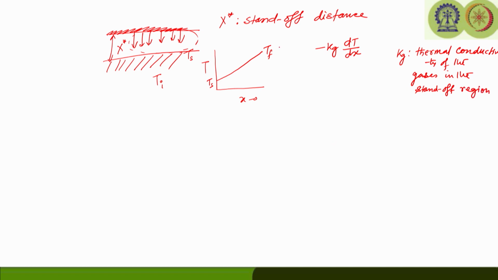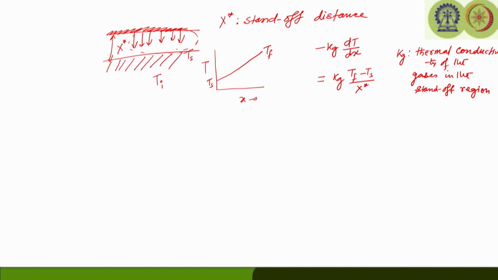And if we consider a linear profile of this temperature, we can simply write that the heat transfer per unit surface area of the propellant from the flame surface is equal to minus kg dT/dx, which you can write as kg (Tf minus Ts) by x star, where x star is the stand-off distance. Here we have to remember that we have considered the linear temperature profile in the above equation just for the simplicity of the analysis. Now, what exactly is done by taking heat from the flame surface?